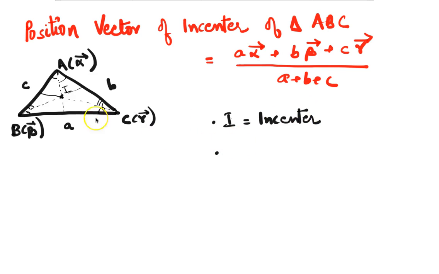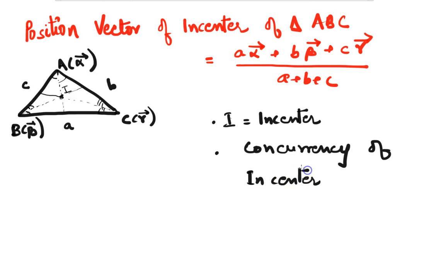Note, all of the three angle bisectors meet at one common point. This is called the concurrency of the incenter. So all of the three angle bisectors will always meet at one common point I. We will assume this in this particular video to be true, and we're not going to prove it. However, we will see probably somewhere in my later videos that the angle bisectors of a triangle are concurrent.